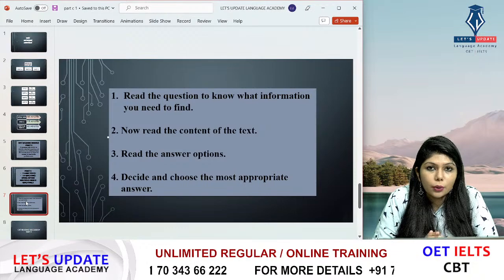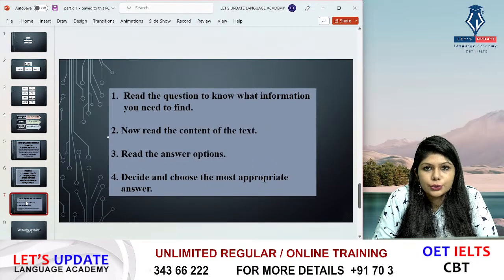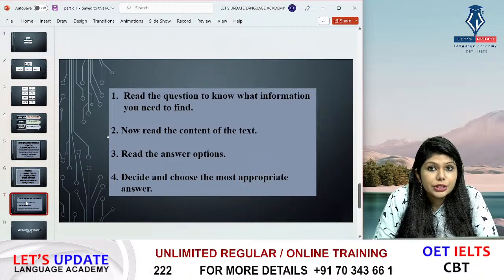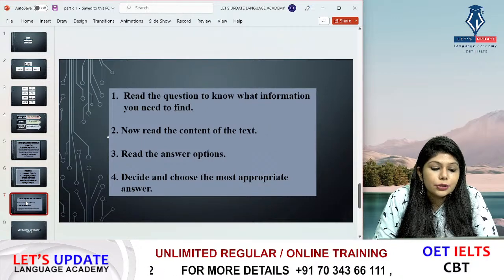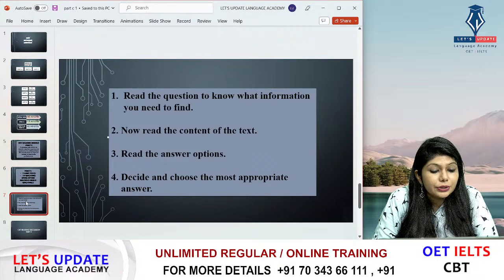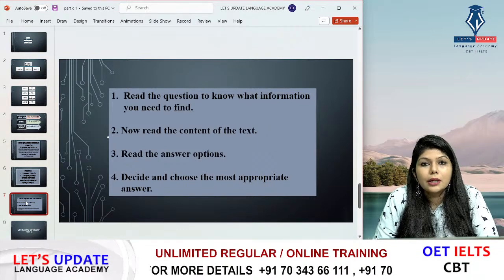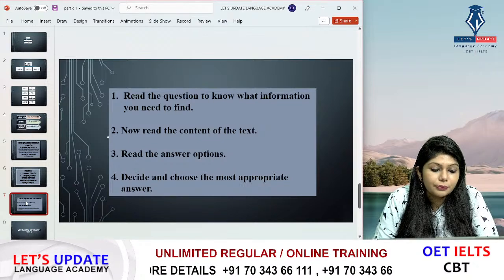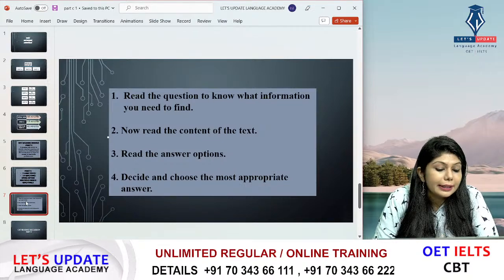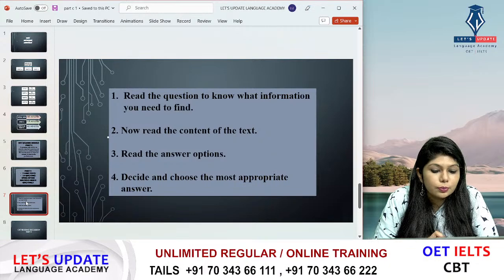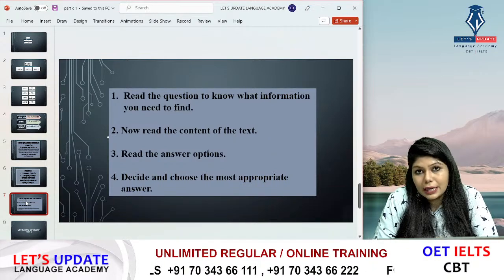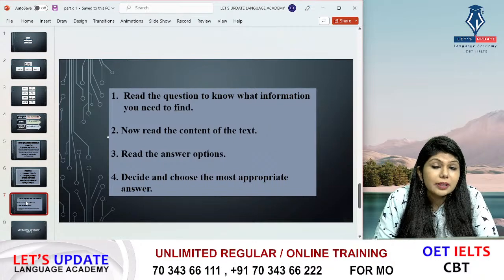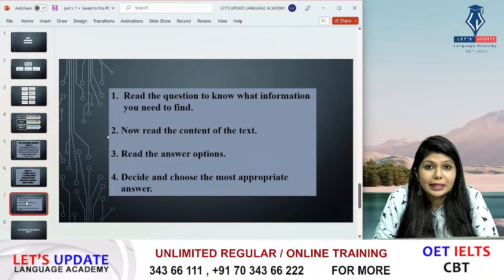After reading the question, of course you need to read the paragraph, in which there will be the answer to the question. Then you need to read the answer options. You will be given 4 different choices, and then you need to decide and choose the most appropriate answer. That is how you go about approaching part C.